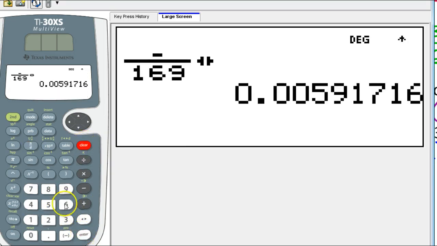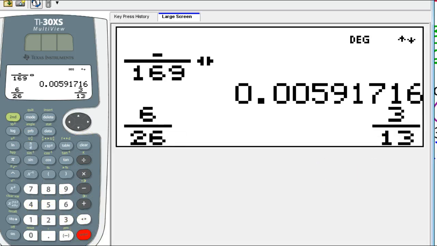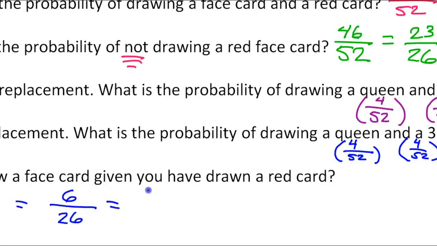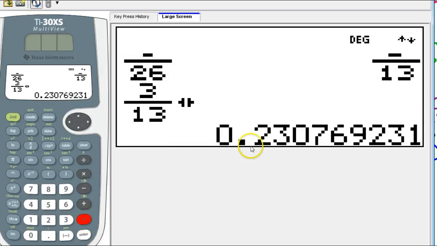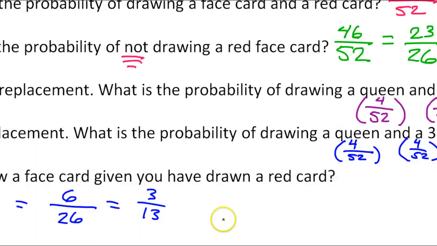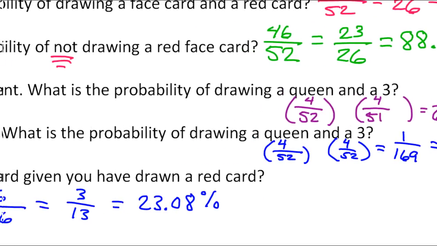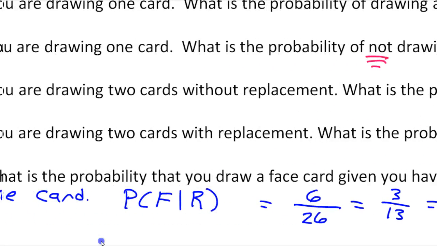Whoa, what happened? So that's 3/13, which is 23.08%. Okay, and that is how you do probability with playing cards.